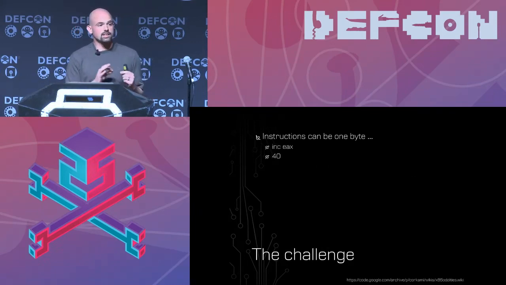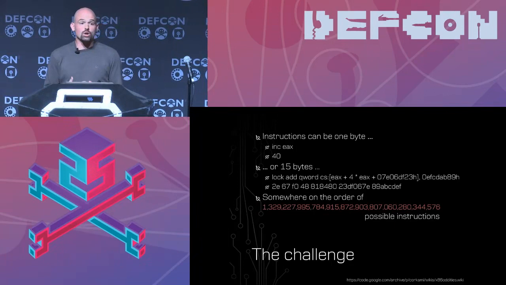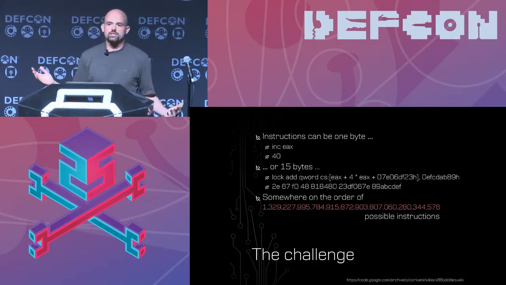The challenge with x86 is the instruction format is very, very complex. In x86, you can have 1 byte machine instructions, like increment EAX is hex 40. You can also have 15 byte machine instructions, like add with a CS override, complicated memory access, and a complicated immediate value. And you can have everything in between as well. So if we look at a worst case scenario and assume all the instructions are 15 bytes just for simplicity, you're looking at something like 1.3 undecillion possible instructions on this architecture.